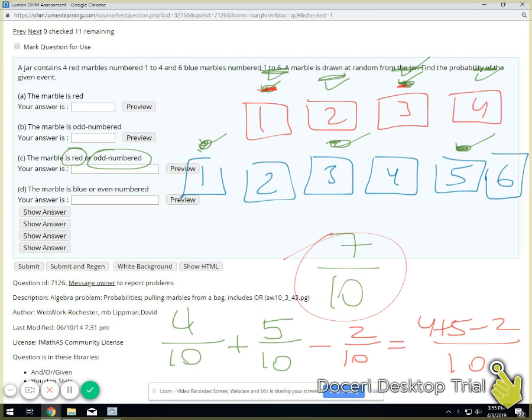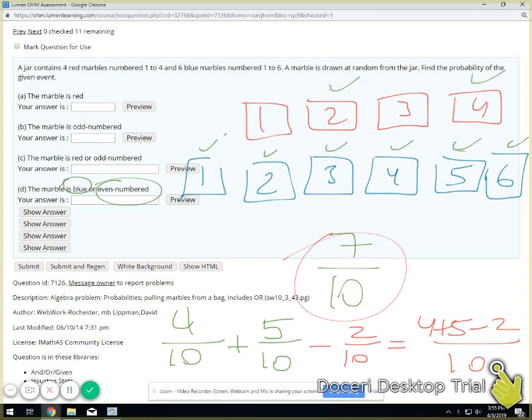In the last question, the marble is either blue or even numbered, so same kind of idea. Let me erase this here. Let's count the number of blue marbles: 1, 2, 3, 4, 5, 6. Blue. And then count the number of even numbers. So far we've got 6. Now these also satisfy the 2 and the 4.